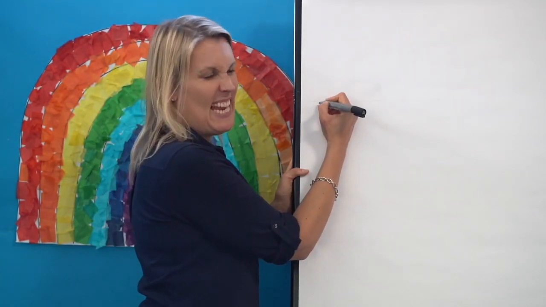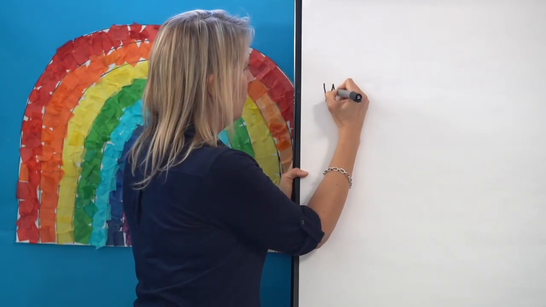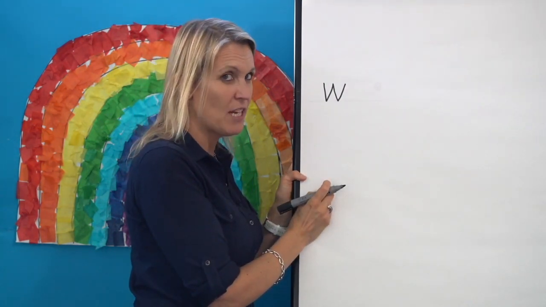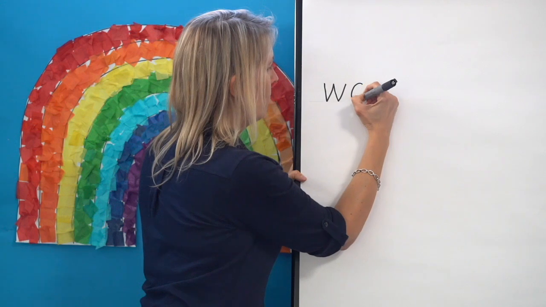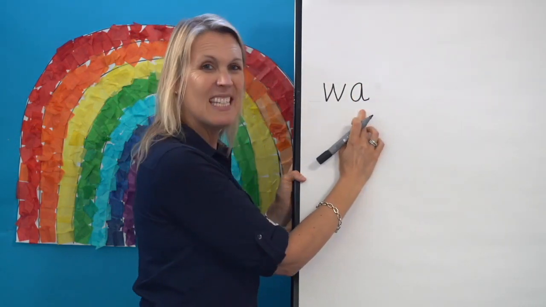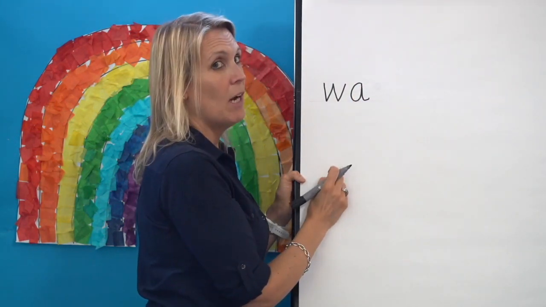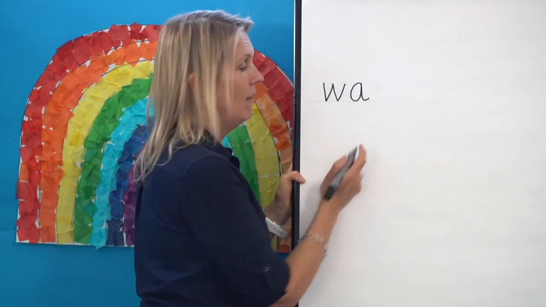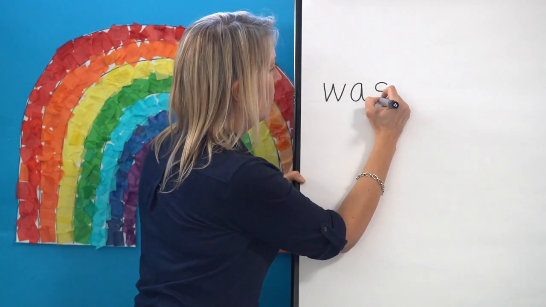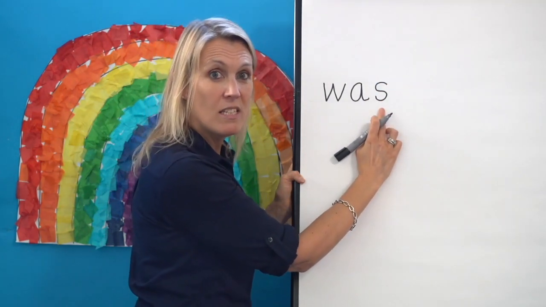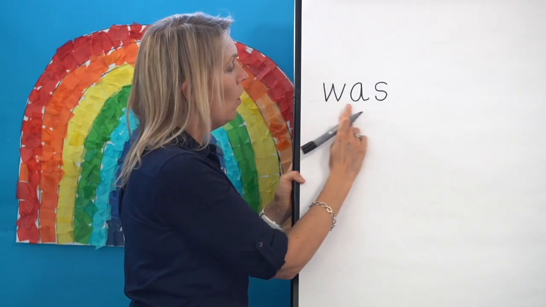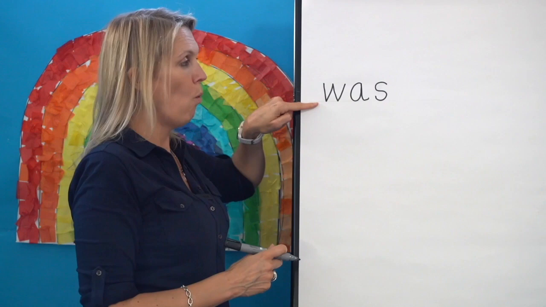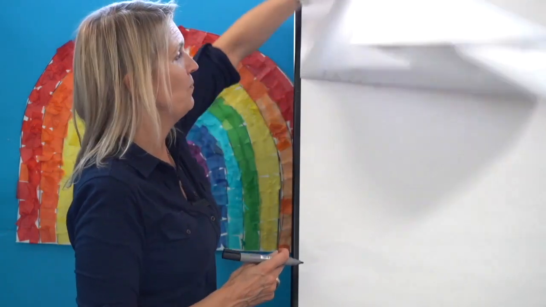First bit, easy. W. Second bit, tricky. Can you remember? This says o. Now, third bit, tricky again. Can you remember? This says z. So we've got w, o, z, was. Have a good look. Was. I'm going to hide it.